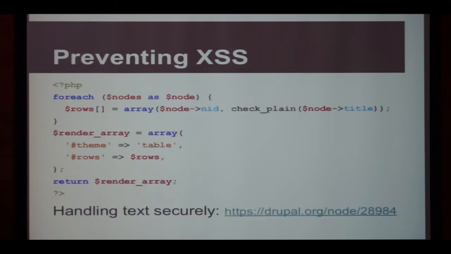And how will you prevent that? Well, you need to use some escaping functions like check_plain to sanitize the node title. Why don't I have to sanitize the node ID here? Because I always know that this is an integer. So I don't have to sanitize it, because this is database-generated content. It's just a number, and it's not user-provided. But the title, which is user-provided, of course I have to sanitize that.